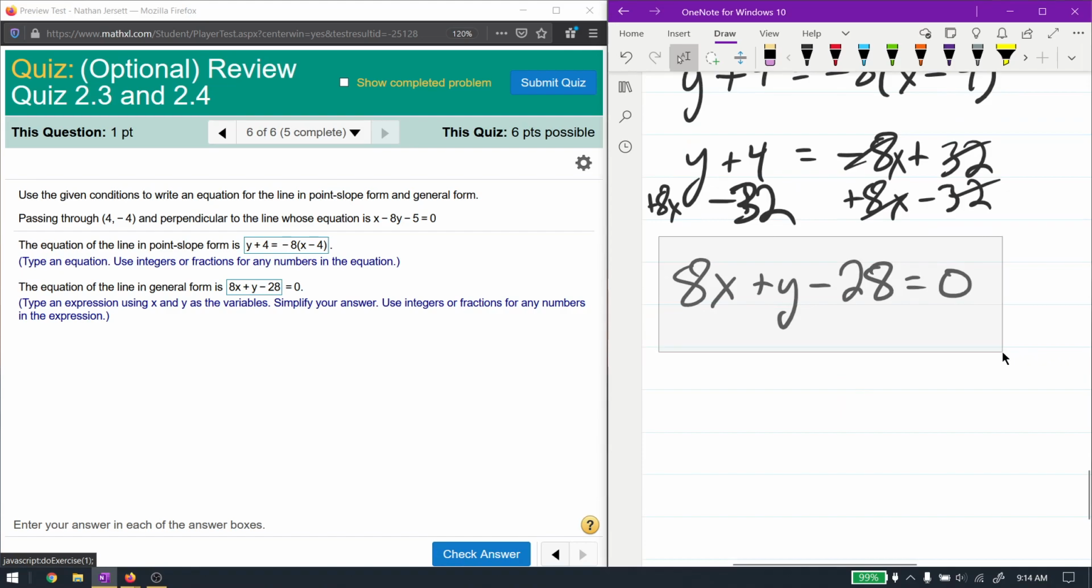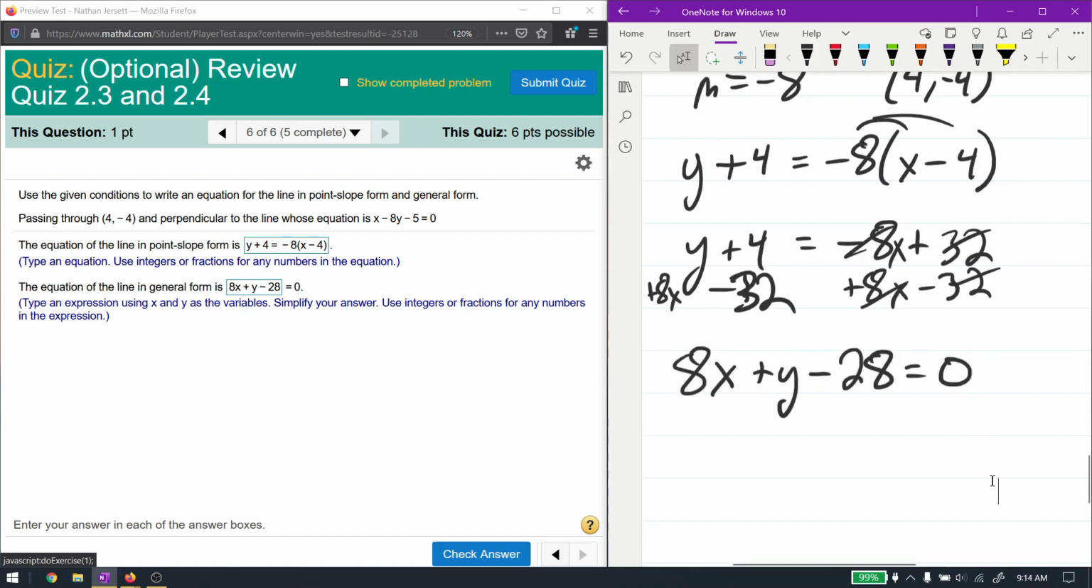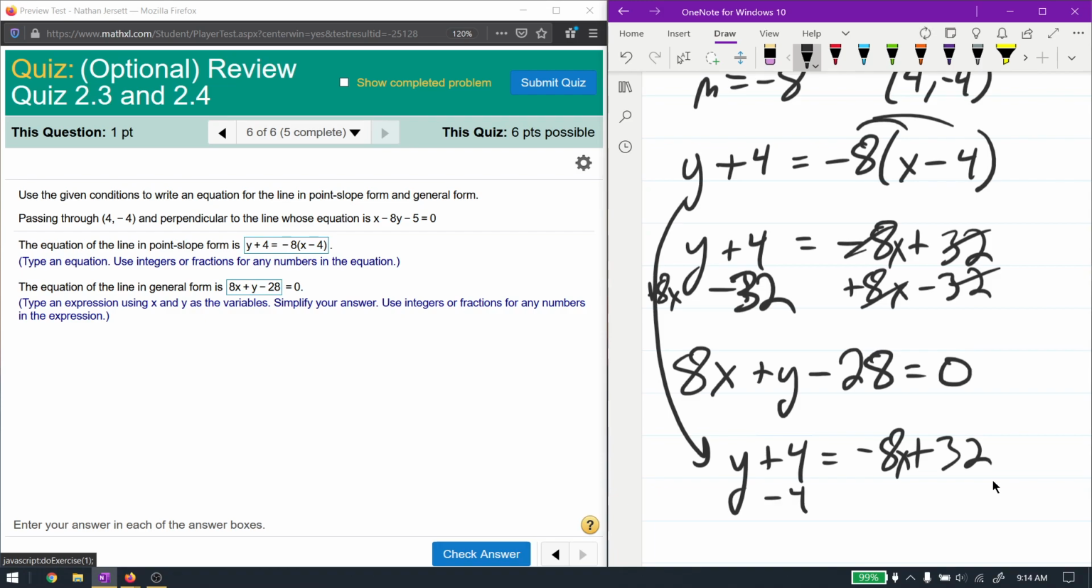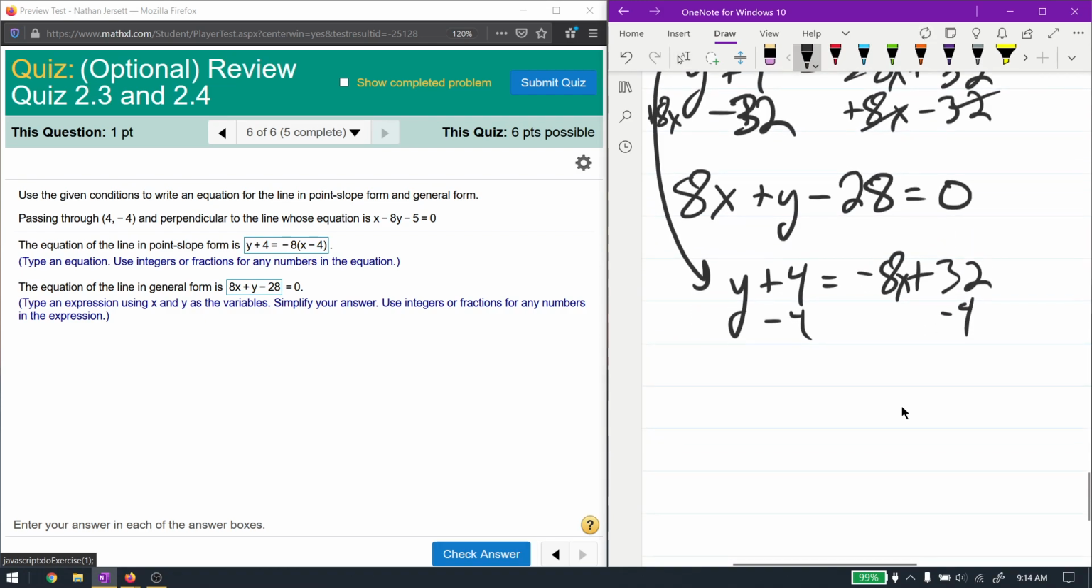And this line, as you can see, it's really not helpful. You can't just look at this. I mean, you could, if you knew what you're doing, you could look at it and figure out what the slope is, but it's not readily apparent. As if we were to solve for y, we have negative 8x plus 32, subtract 4. Then here we see that we have y equal to negative 8x plus 28.